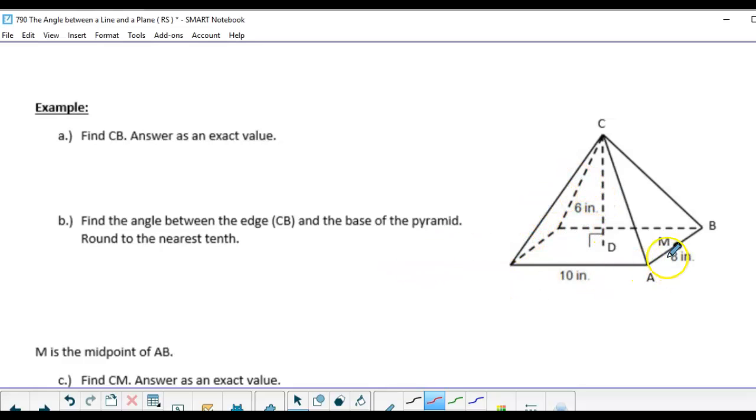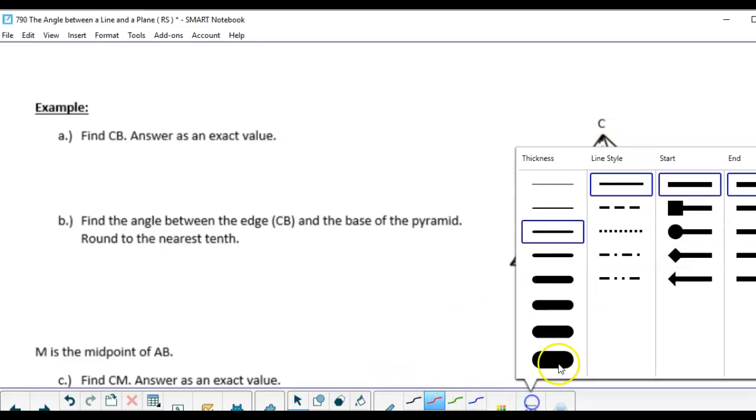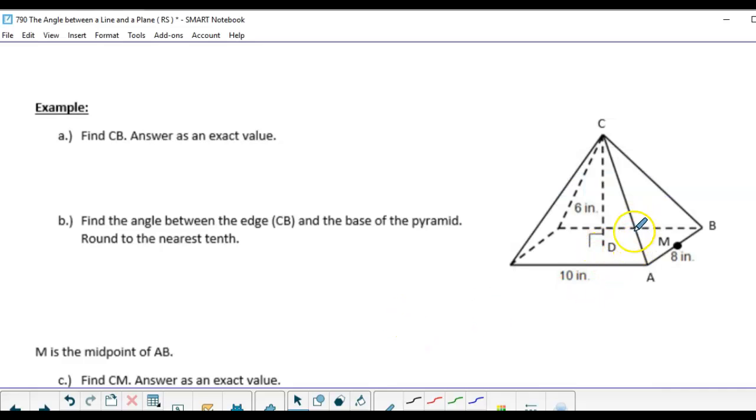So here's a pyramid. You can see the base is a rectangle, so it's a rectangular base pyramid. We're given the dimensions and the vertical height, but not the edge distance or the slant height. So that's what we're first going to calculate. Find CB, that's the edge there. We know this is the center. If I draw a line out to the edge here, then I have a 90 degree angle, but I don't know what this distance is, and I don't know any of the angles.